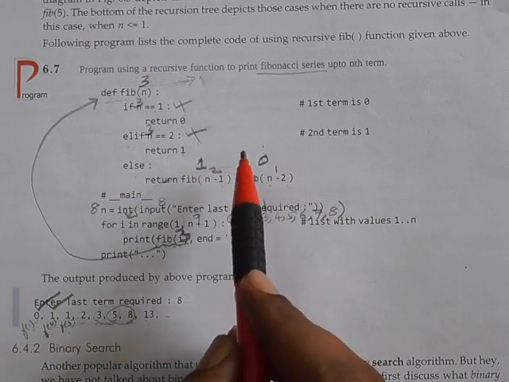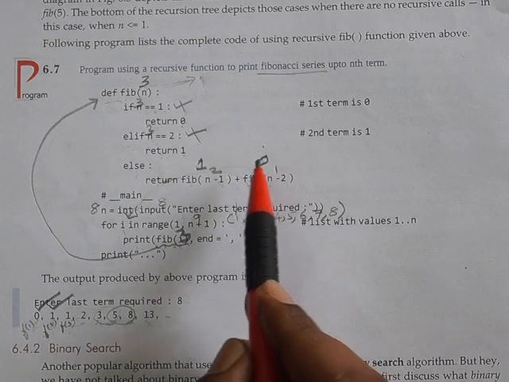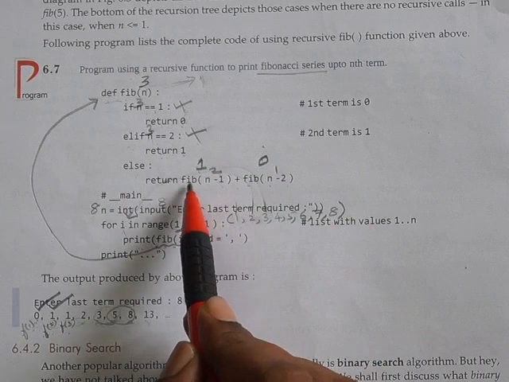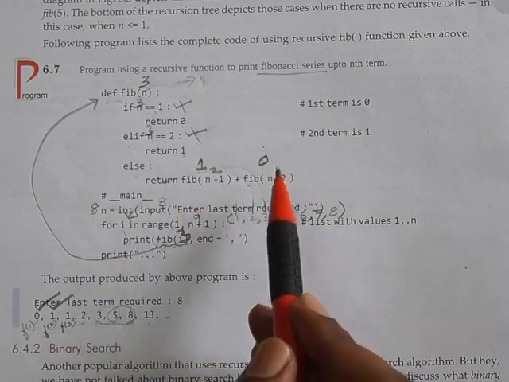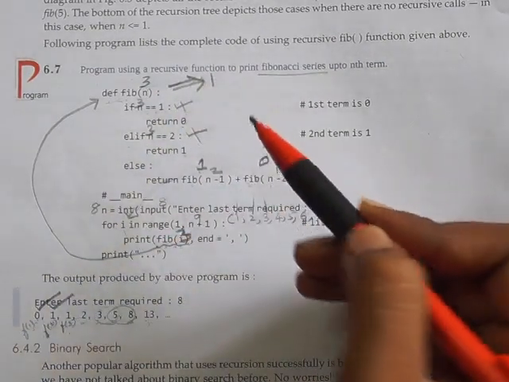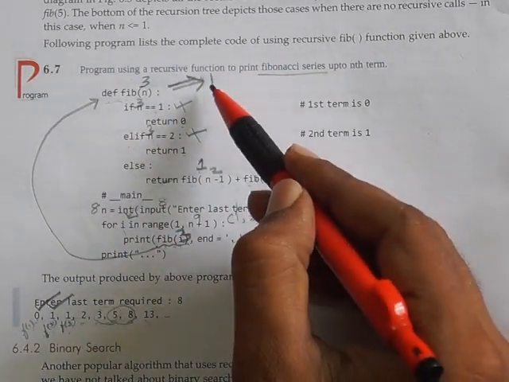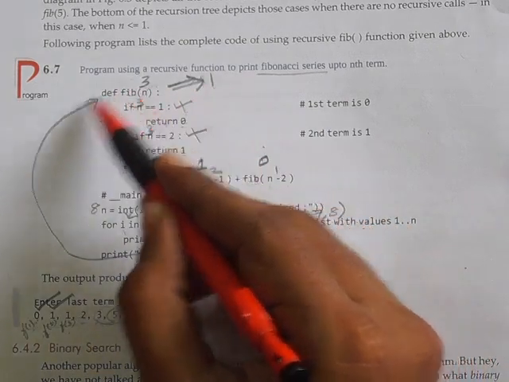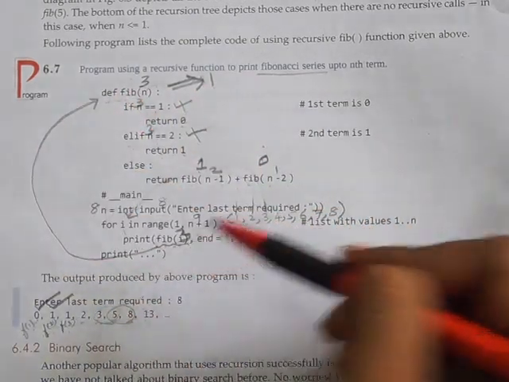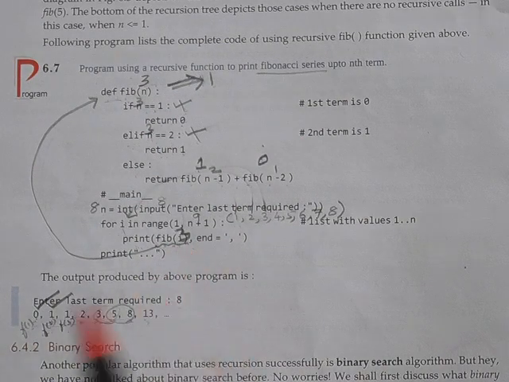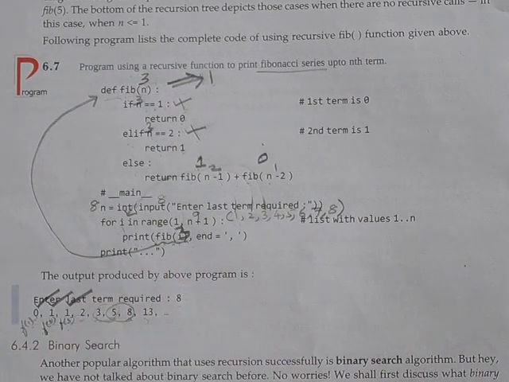0 plus 1 becomes 1, and it will return 1. So what is the value of fib(3)? It is nothing but 1. So this 1 is returned to fib(3). Where it came from, it will go back to the same position. So now fib(3) is 1, and it will print 1.